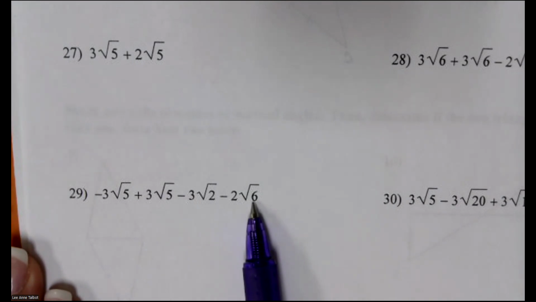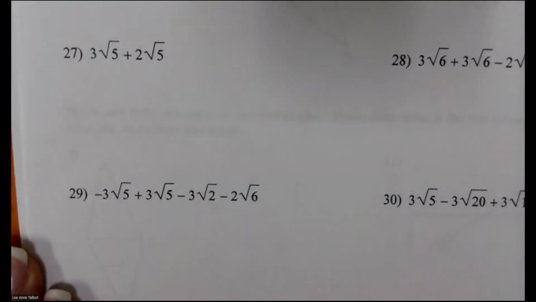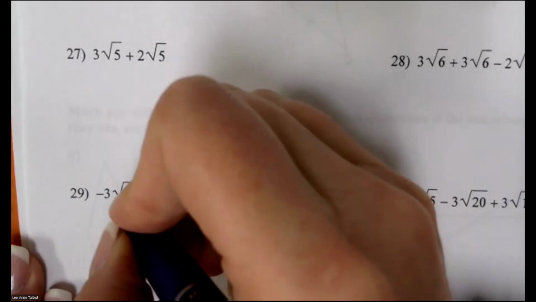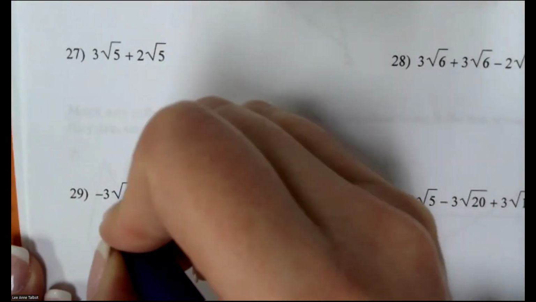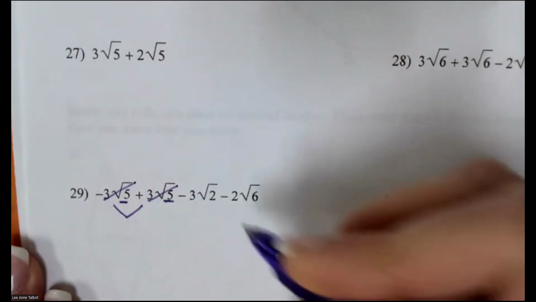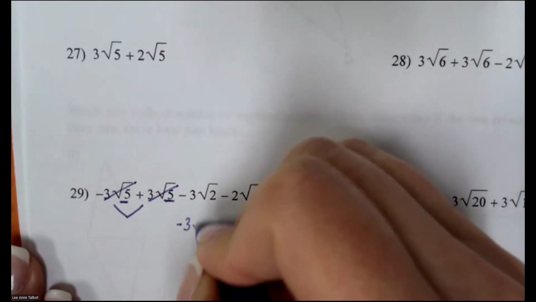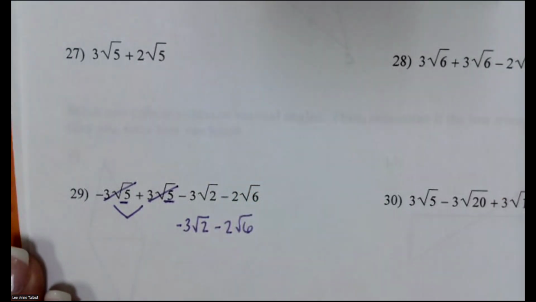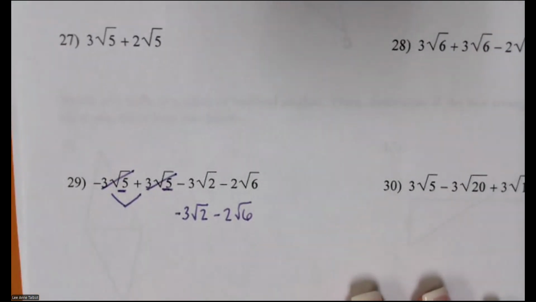It's just 8:45. It's okay. And is 6 divisible by 4? No. So I can't simplify any of those. So the next step is just to look for like terms. These 2 are like terms, so you can combine. Negative 3 plus 3 is 0, so those two cancel each other out. And then you just have that left over. And you cannot add those together because they're not like terms.